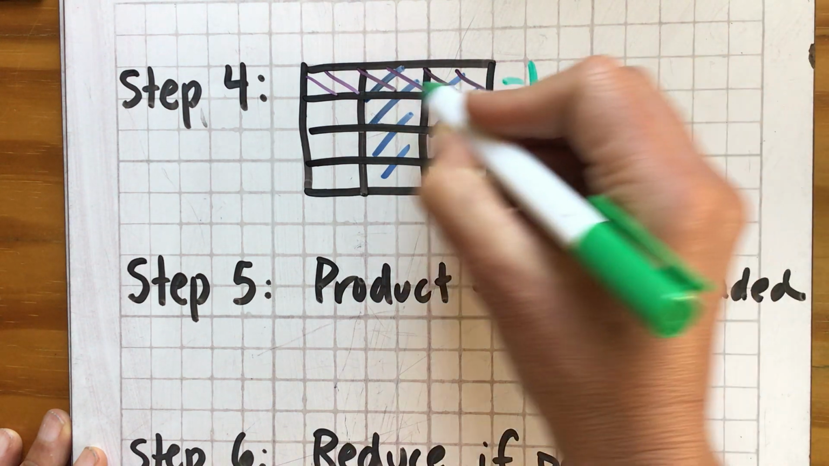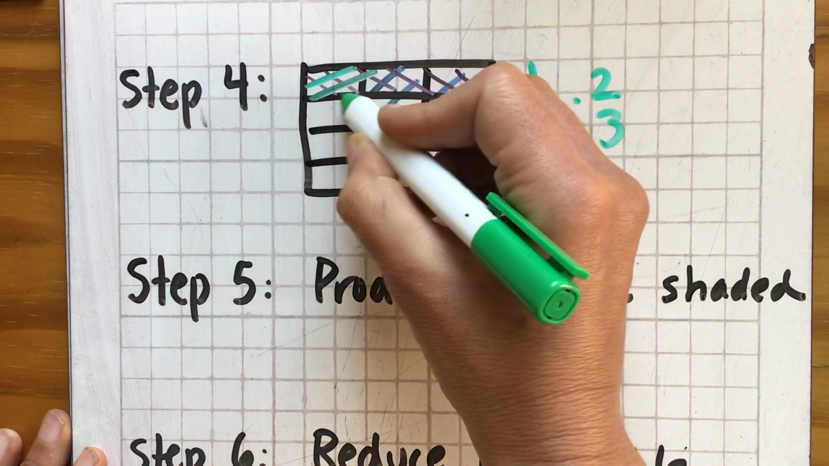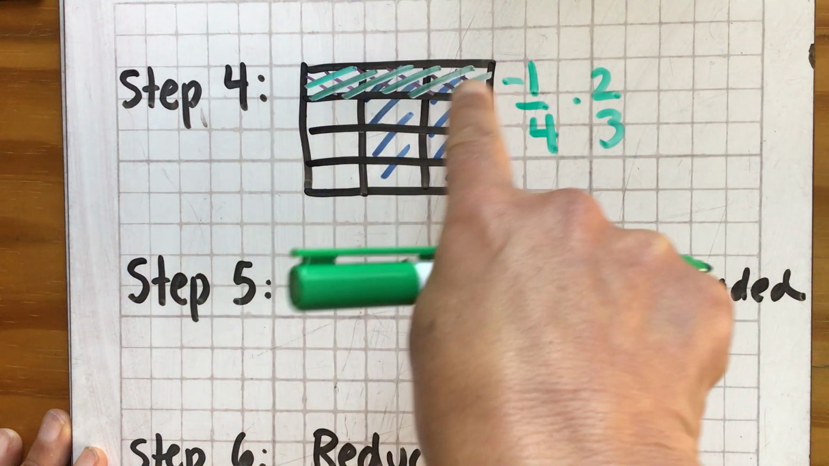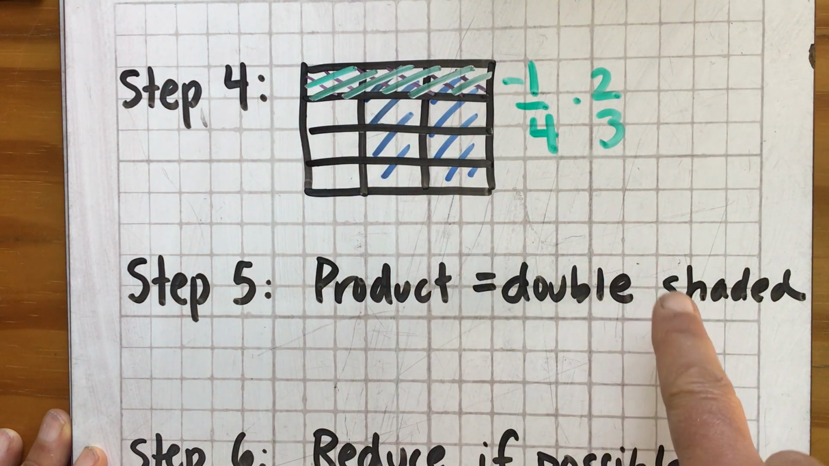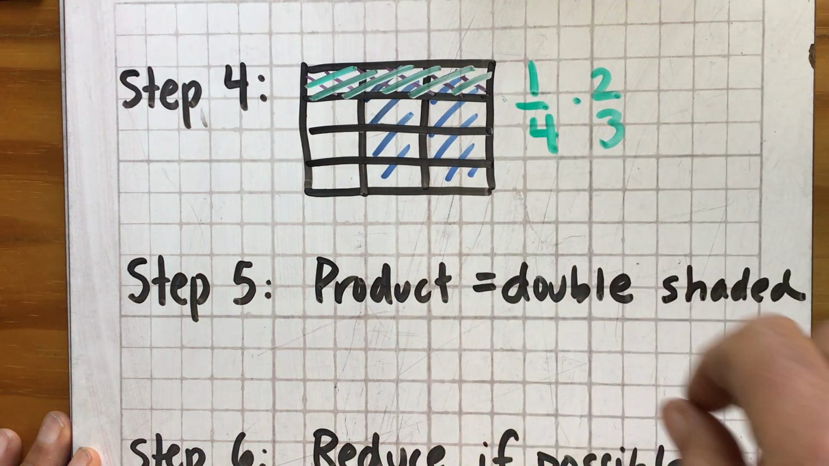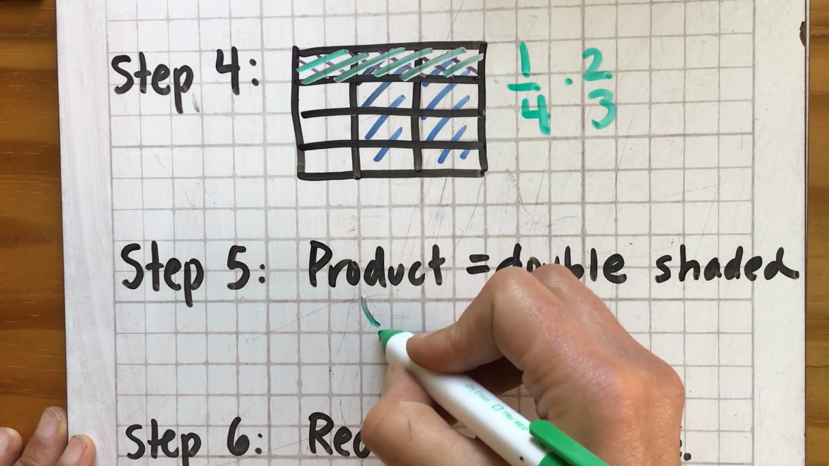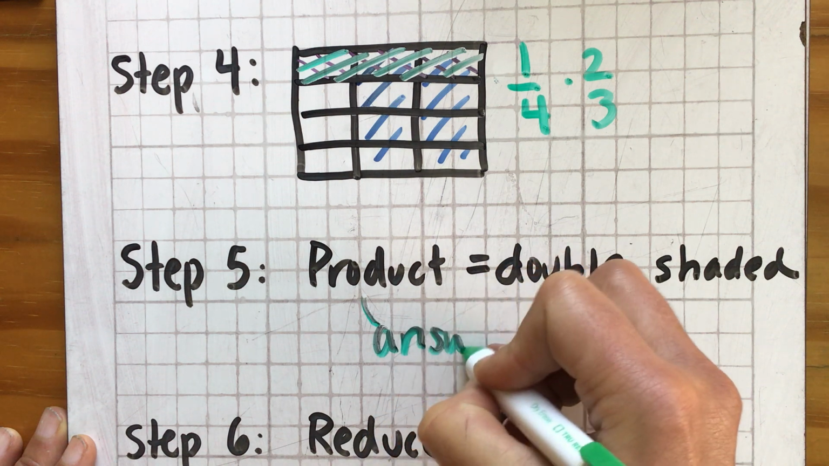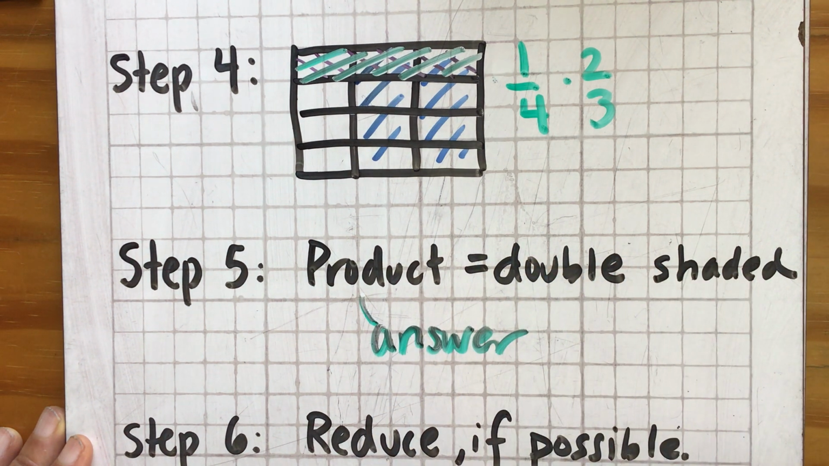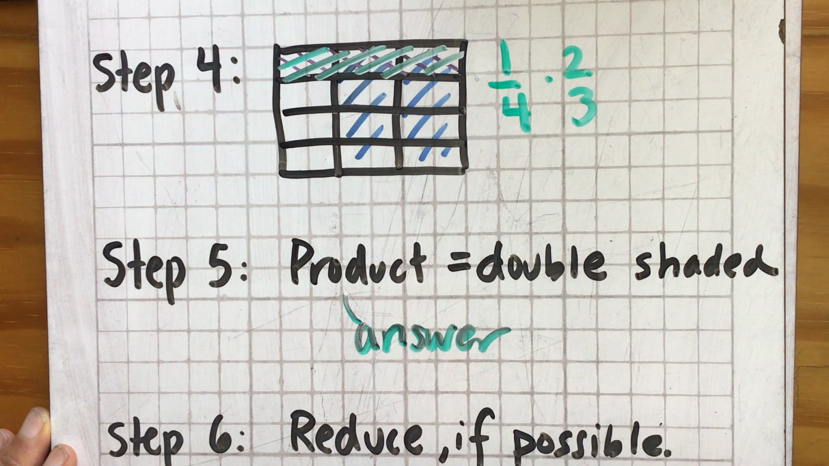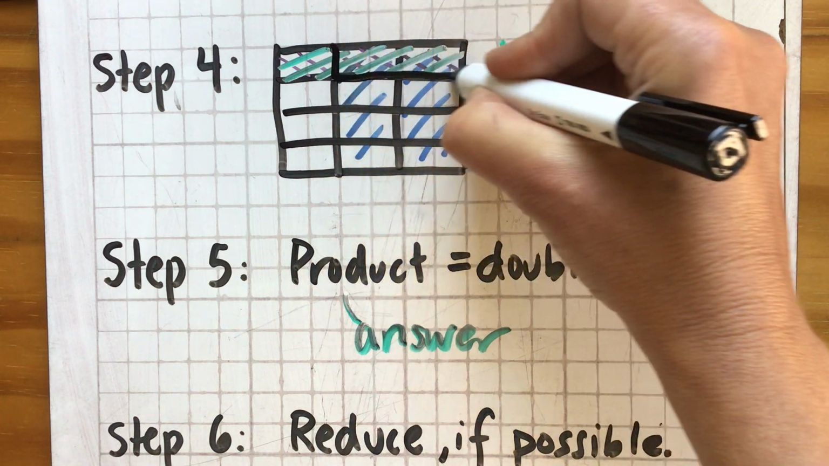So here's the 1 of the 4 rows. And then my answer, and once again, the answer to multiplication is called the product. The product is the area that is double shaded. So for this problem, it's this amount right there.